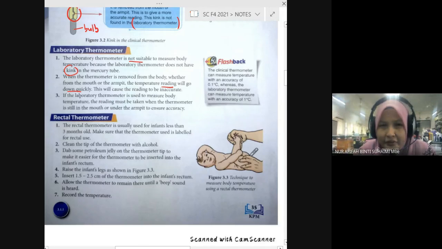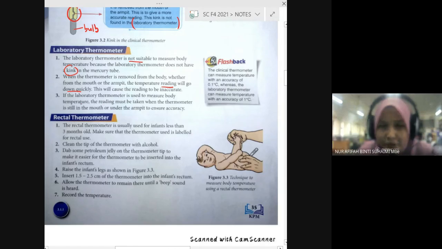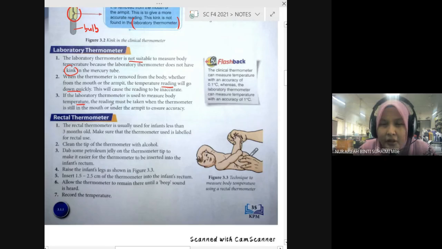If we want to use the lab thermometer to measure our body temperature, the reading must be taken while the thermometer is still in the mouth or under your armpit. You cannot remove it from the mouth or from your armpit.